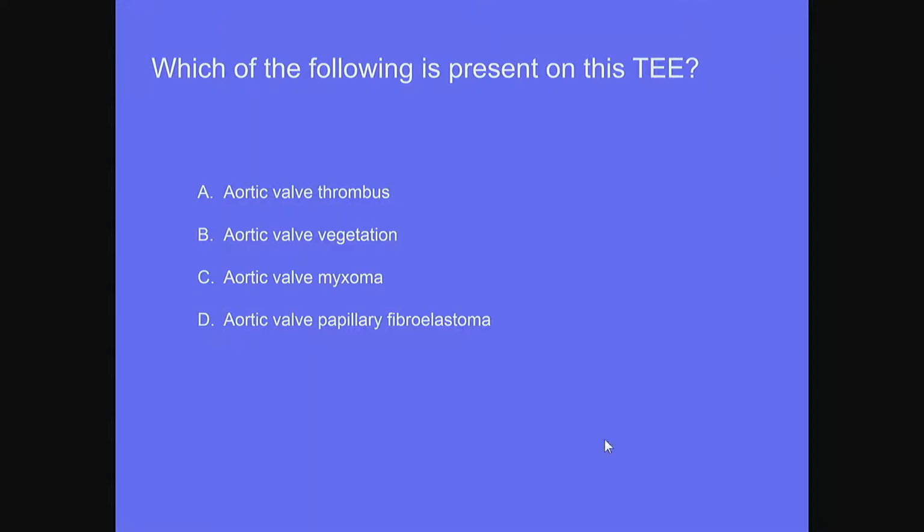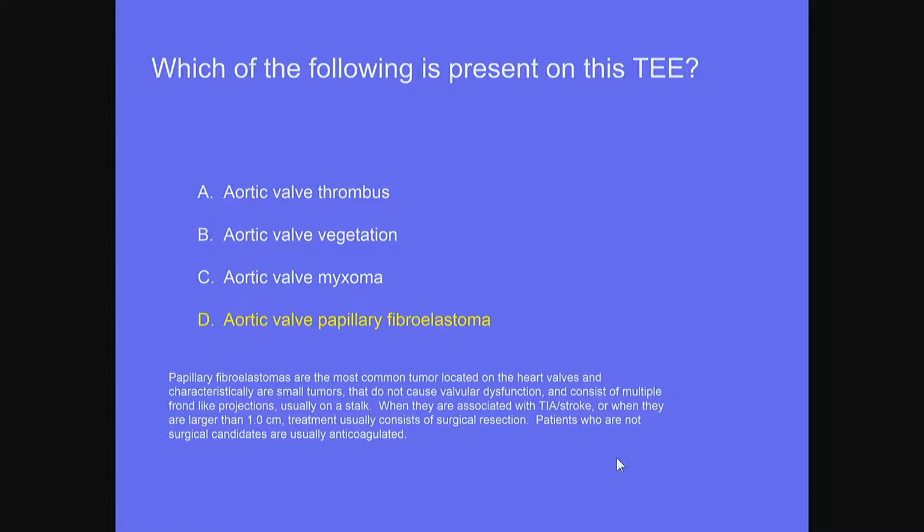Which of the following is present on this TEE? A, aortic valve thrombus, B, aortic valve vegetation, C, aortic valve myxoma, or D, aortic valve papillary fibroelastoma. The correct answer is D, aortic valve papillary fibroelastoma.